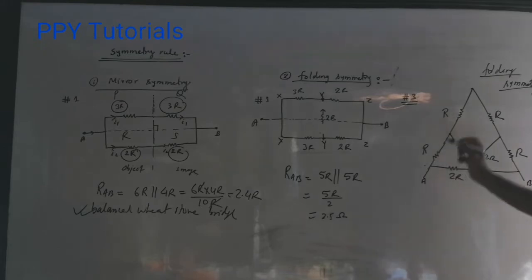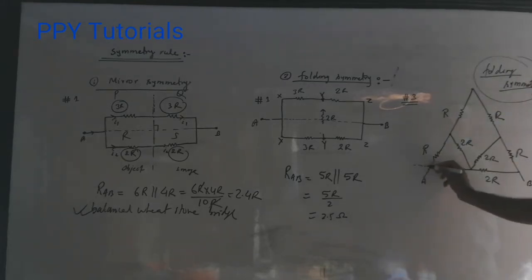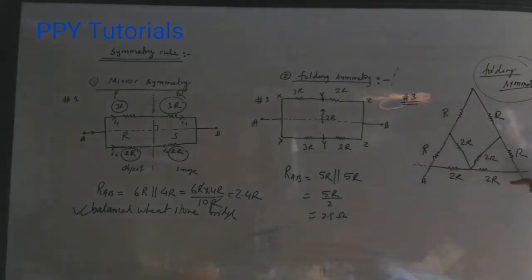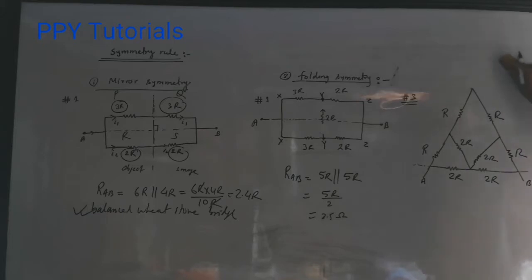If I have to apply the folding symmetry, then what should I do? I have to take the axis along the terminal, and if I take the axis along the terminal, then up and down is not same. So this is not a folding symmetry case. So now, of course, this will be the mirror symmetry. So let me draw one line here, and I will show you.